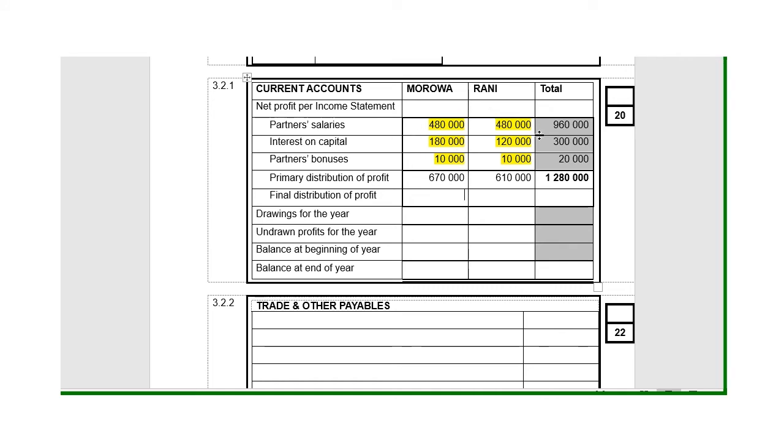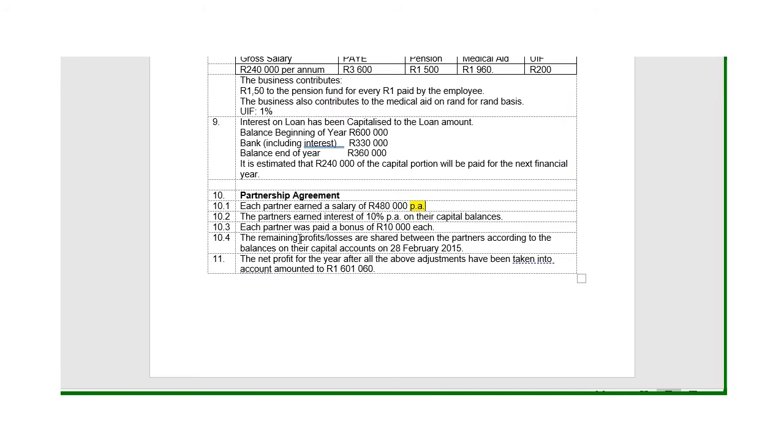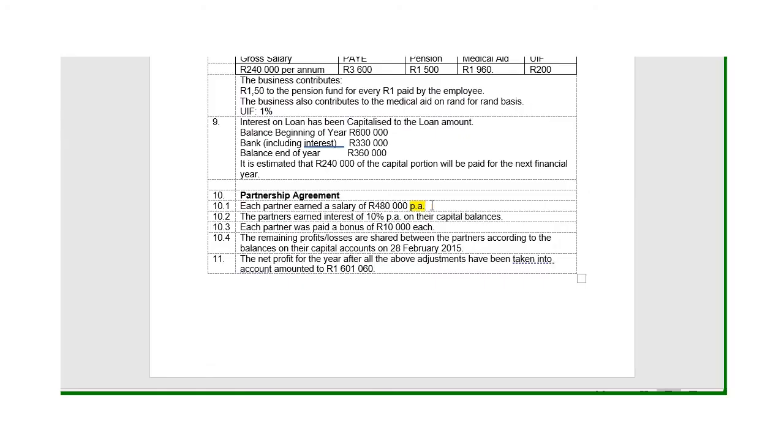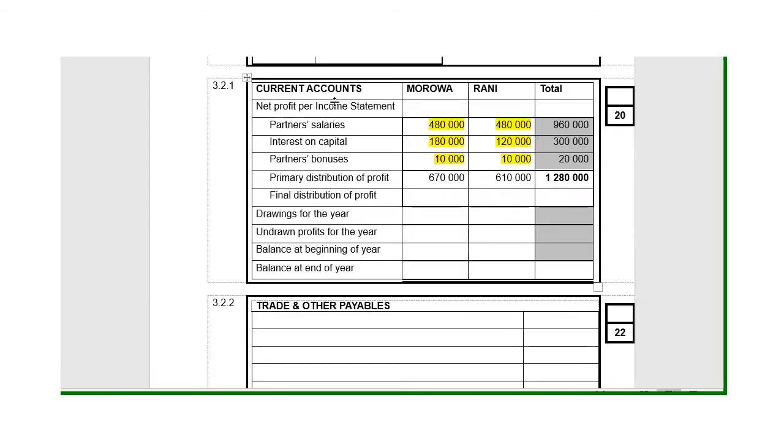We will now go and look what else they give me. The remaining profit must be shared. Remaining, in other words, the final distribution. Whatever was now allocated, but I must look at what the total profit is, and the total minus this is the remaining. So the remaining profit must be shared according to their balances on their capital accounts. And then the last one, the net profit for the year. The total profit, 1,601,060. So the total profit for the year I can put in is 1,601,060.